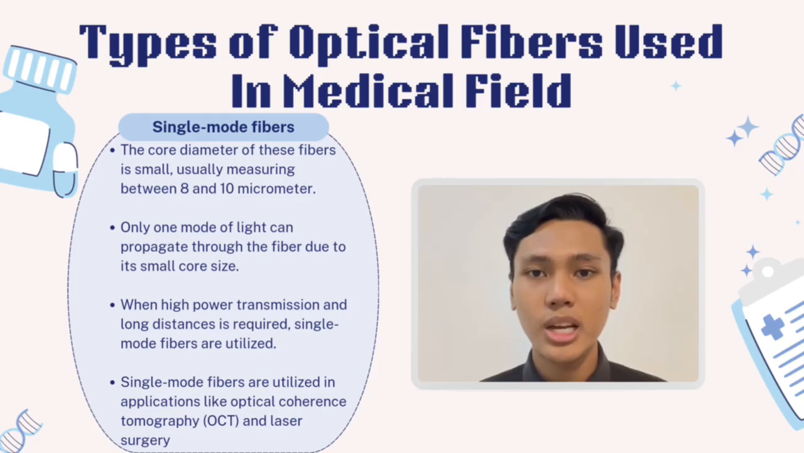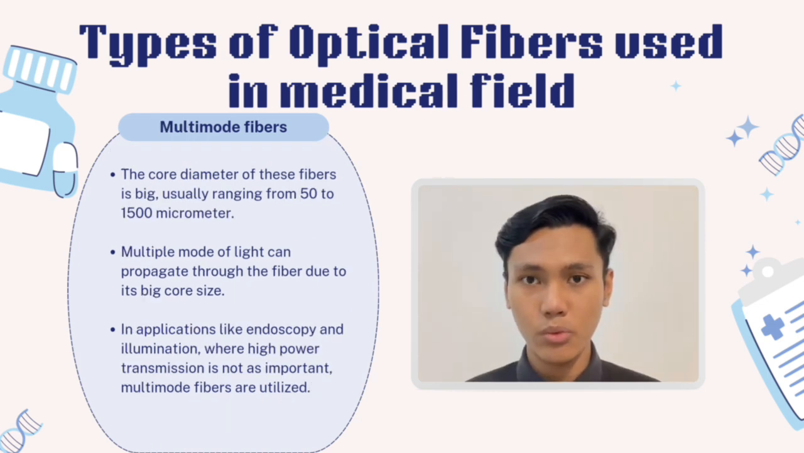There are two main types of optical fiber used in the medical field. First, the single mode fiber. This fiber has a very small core diameter, typically around 8 to 10 micrometers. The small core size allows only one mode of light to propagate through the fiber. Single mode fibers are used in applications where high power transmission and long distance are required, such as in laser surgery and optical coherence tomography.